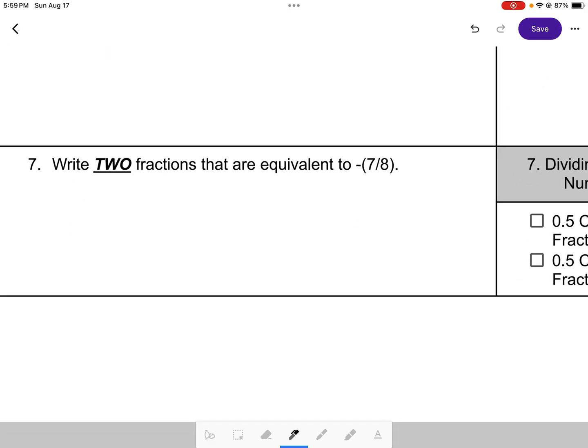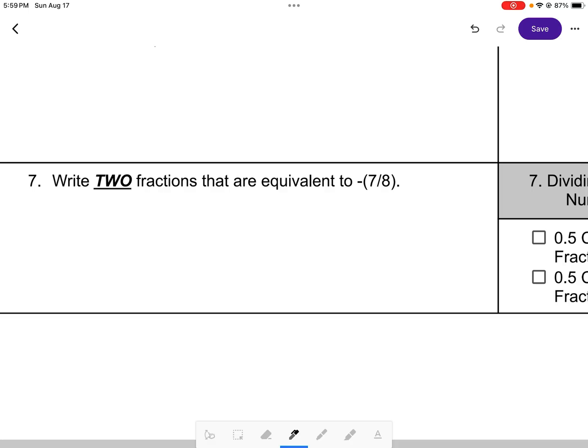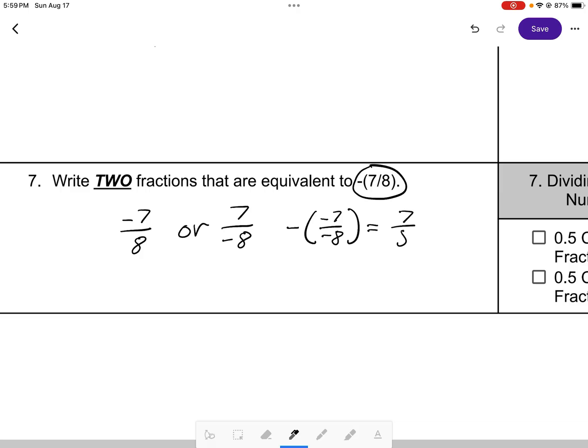And last but not least, number 7, it says write two fractions equivalent to the quantity of -7/8. Well, I know that this negative transfers in two ways. I could either have -7/8, or you could have done 7/-8. You also could have done a -7/-8, because when you divide these two negatives, they would become positive, and then you would have been left with 7/8 negative. But these are the two main answers for number 7.